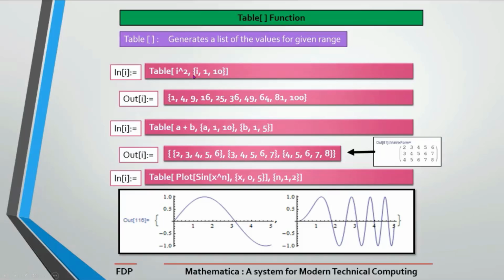For I1, I square is 1. For 2, I square is 4. For 3, I square is 9, like this one. For 10, it will be 100. So that means I don't need to create a list manually.